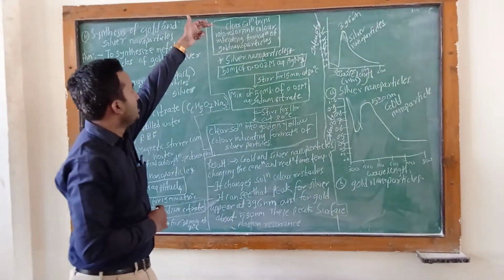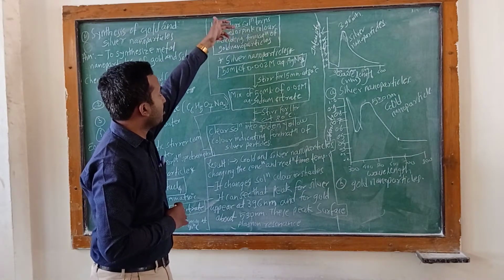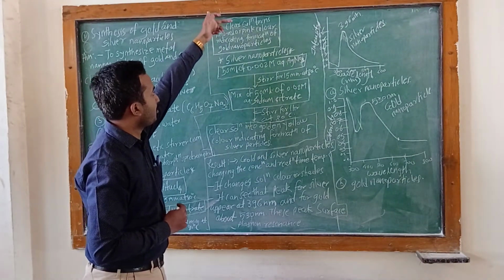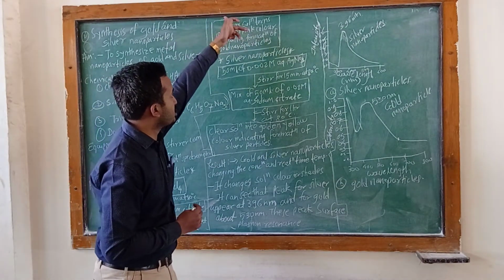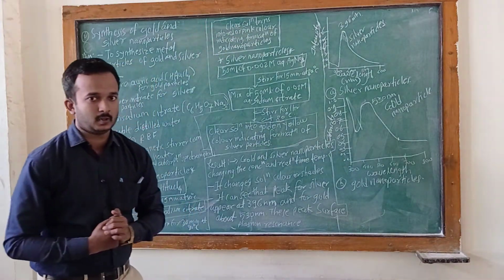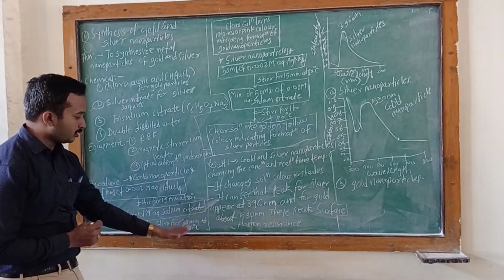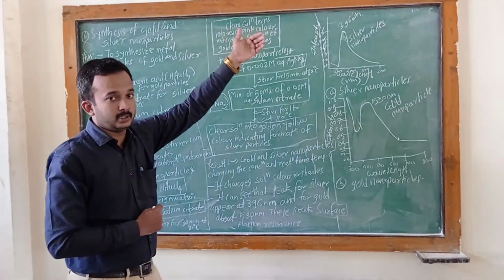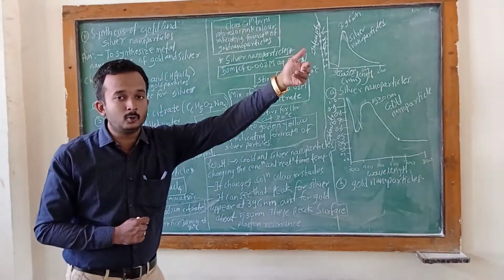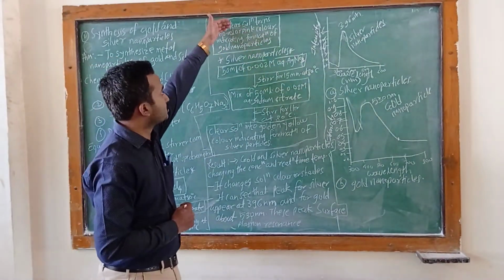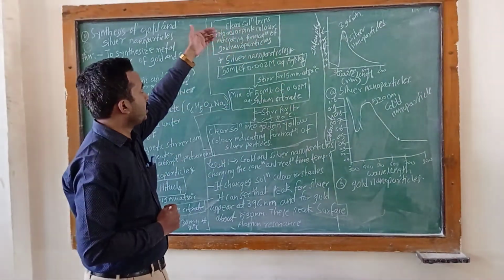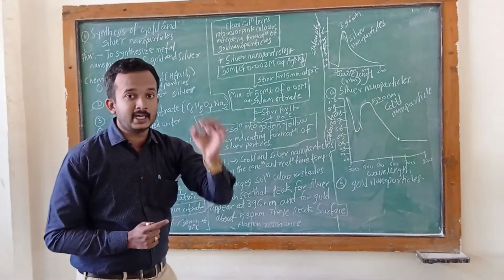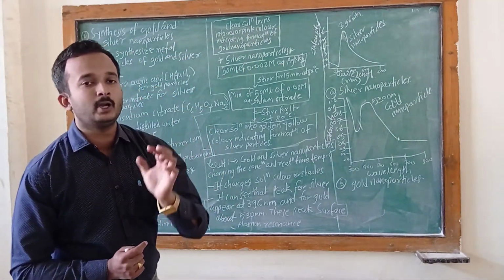The clear solution turns into a red or pink color, indicating the formation of gold nanoparticles. So after stirring for 30 minutes at 80 degrees Celsius, your clear solution turns red or pink. This red or pink color indicates the formation of gold nanoparticles.